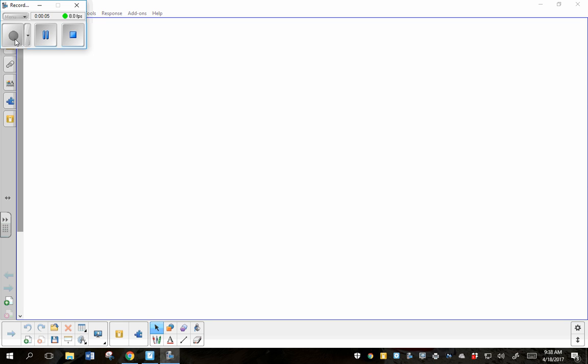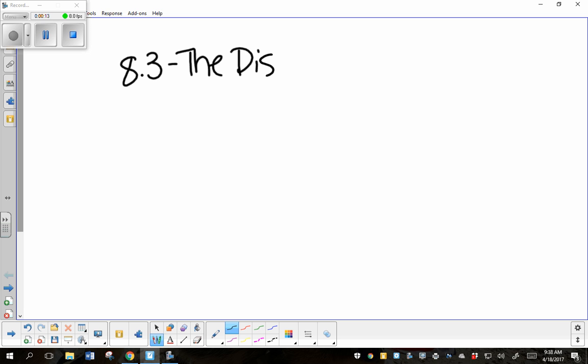Today's notes, we are on section 8.3, and today's notes are on the discriminant. There's not supposed to be a dot between the I and the N, it just kind of happened. So today's notes are on something called the discriminant, and it's a part of that quadratic formula.